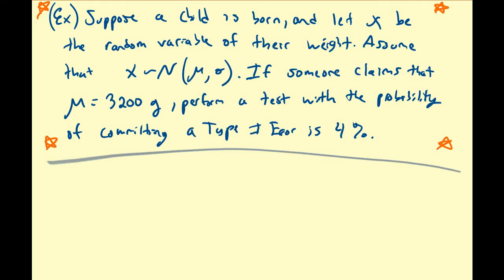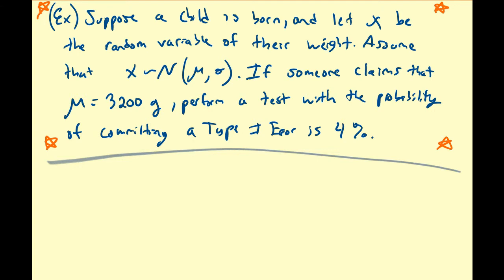Hello there, and in this video we're going to do another example of how to conduct a hypothesis test via confidence intervals for the population mean. Let us assume a child is born and let x be the random variable that pertains to the weight of that child, and let us assume that for the sake of this example the weight of the child is going to be normally distributed with some mean mu and standard deviation sigma.